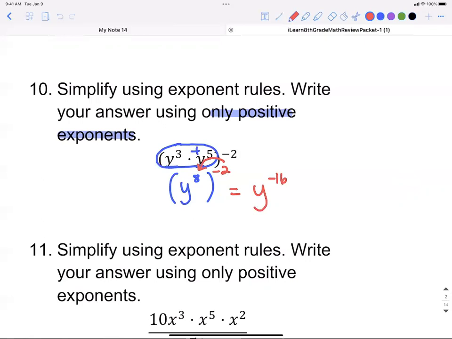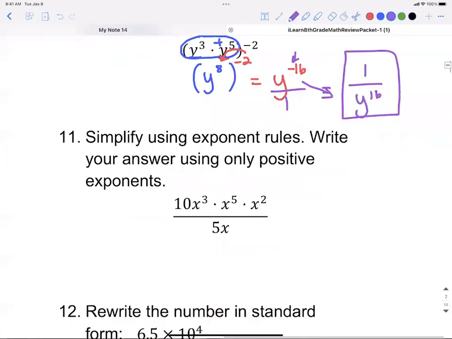And then the last step, it says positive exponents only. Well, we can write this over 1. And in order to write this with a positive exponent, we switch it to the bottom, so that it becomes y on the bottom. And of course, we fill the top with a 1 because you can't have an empty numerator.